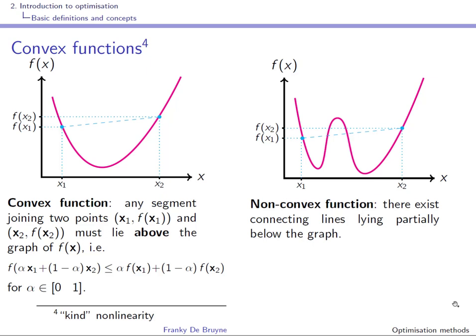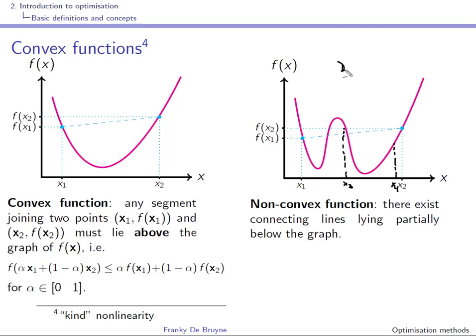If there exist segments connecting 2 points of the graph of f of x that partially lie below the graph of f of x, then the function is said to be non-convex, and this is clearly the case with this example. Note that this function is non-convex if we consider a domain for x that is R, the set of all real numbers. If we restrict the domain to the interval x3, x4, right?